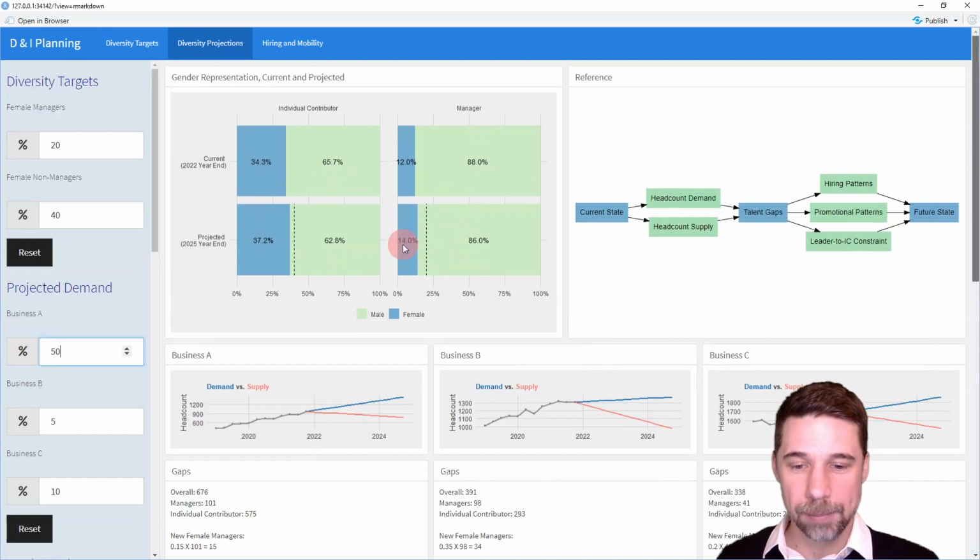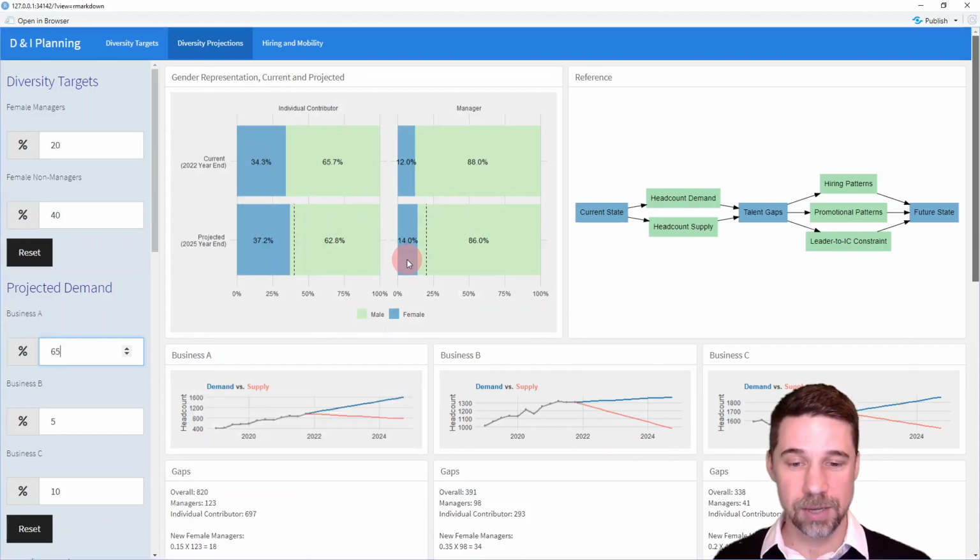So let's see what happens if we grow business A. Instead of 50%, we'll grow it by 65%. Let's see if that has a positive impact on our managerial diversity. So keep an eye on this 14% number, and we'll bump this growth up to 65%. And you can see that doesn't have any positive impact on our diversity at all. So there's something about the dynamics within business A where growing that organization, even though it creates more openings, it doesn't have a positive impact on gender diversity.